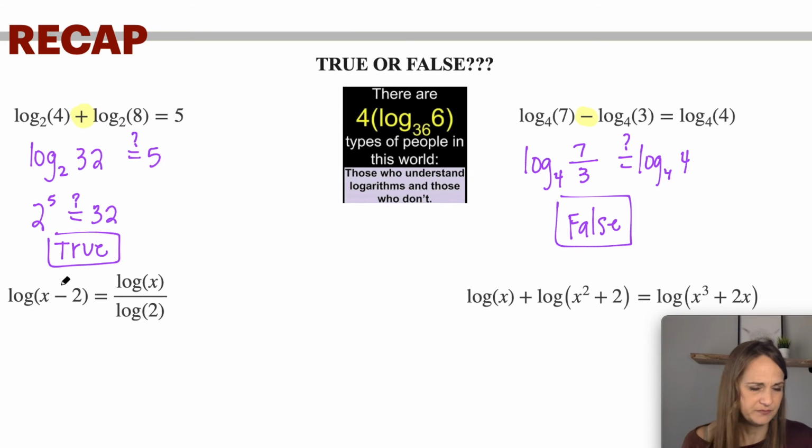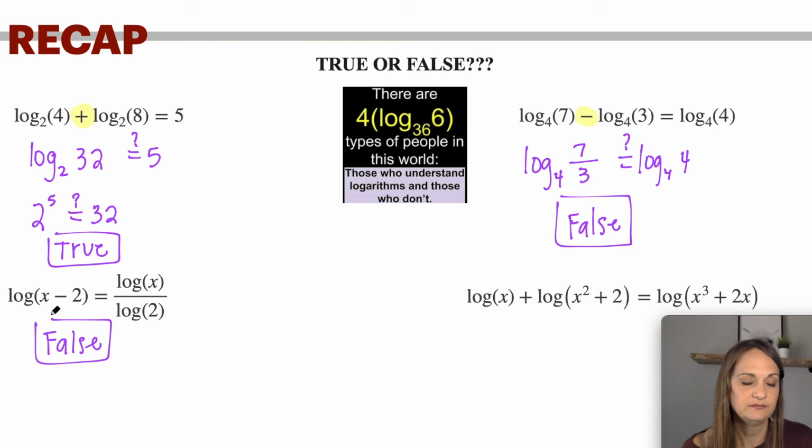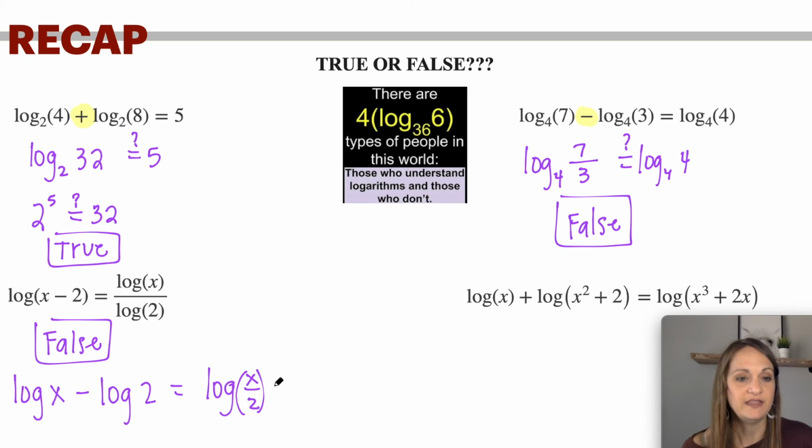Same thing here. They want to know if log of x minus 2 equals log of x divided by log of 2. It does not. So the answer here is false. You actually cannot break it up. Now, if I said log of x minus log of 2, then I would have said that that's the same thing as log of x divided by 2. This does not equal log of x divided by log of 2. These are not the same at all.